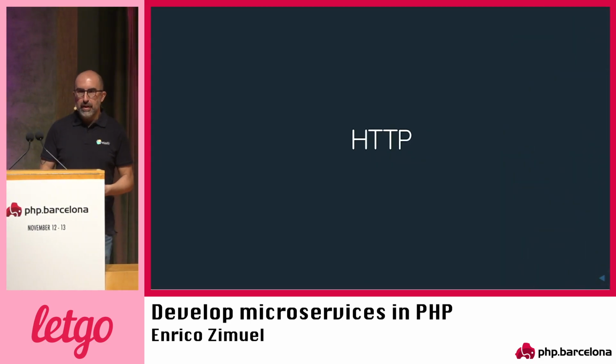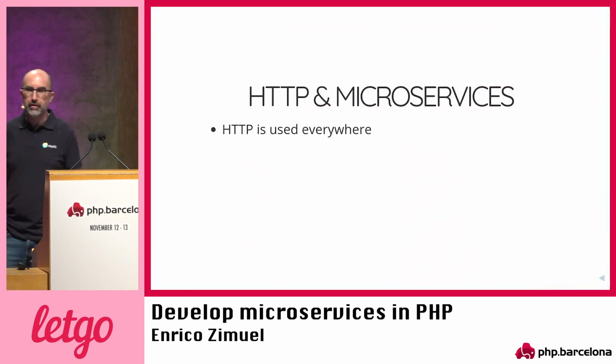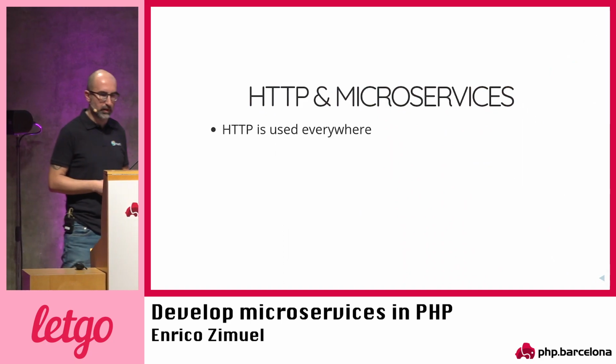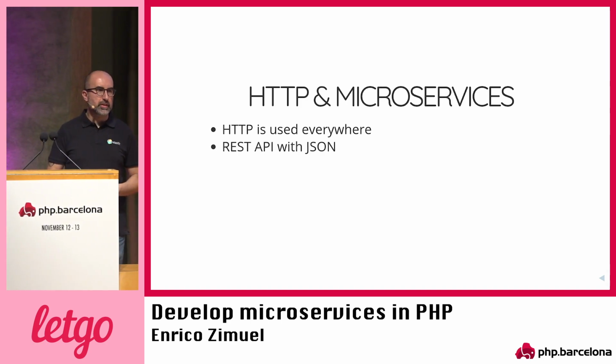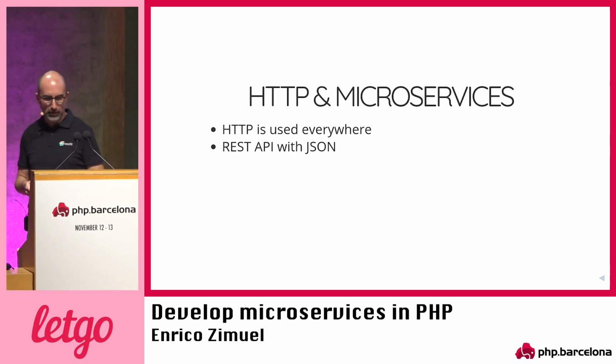Okay, so HTTP is basically the common layer that everyone is using on the internet and even on microservices because it's very convenient. Everyone speaks HTTP, everyone knows about HTTP, so there is no real choice here. Most of the time, we are exposing REST APIs using JSON because, again, this is a common standard.